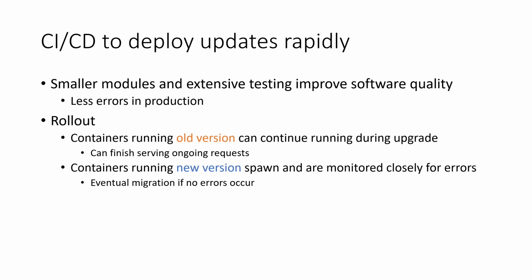When the containers running the old version finish servicing their requests, then we can shut them down and no client experiences any downtime. While we're shutting down the containers running the old version, we are bringing up containers running the new version. We spawn these new containers and monitor them closely for errors. If errors occur, we can roll back the release. If no errors occur, then we will eventually migrate all the users to containers running the new version, and we're going to shut down all containers running the old version.